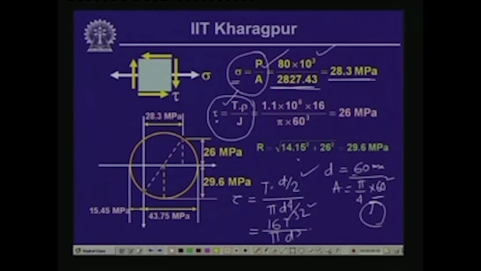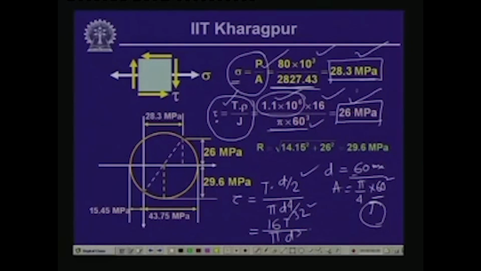Now, this is what has been used over here. So, 16 times T, which is 1.1 into 10 to the power 6, divided by pi times d cubed, where d is 60, gives us a value of 26 megapascal. So, this is the value of the shearing stress, and this is the value of the normal stress that is developed at point A because of the action of the axial tensile pull and because of the twisting moment.